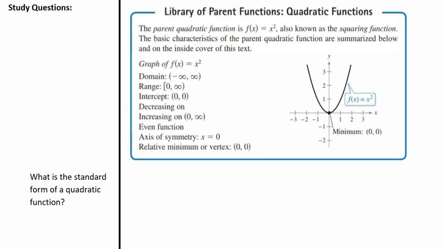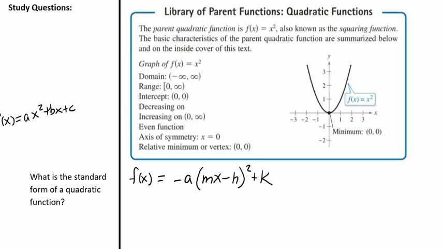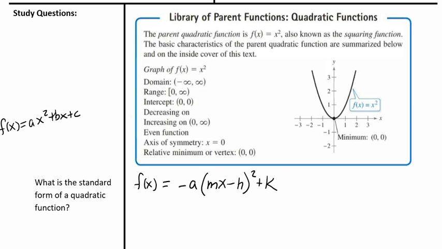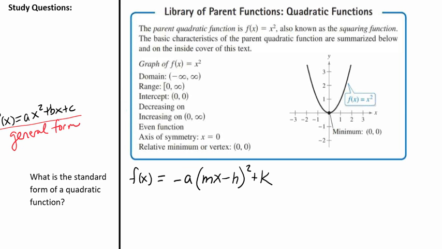I bet you think you know what it is. Well, this is the standard form of a quadratic function. You're thinking, hang on, that's not what I remember from school. Shouldn't it be f of x equals ax squared plus bx plus c? Well, it just so happens that this is what we call the general form. And this is the standard form.